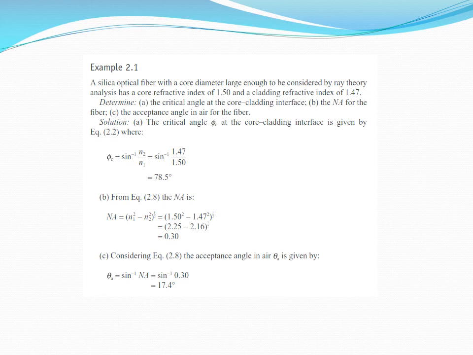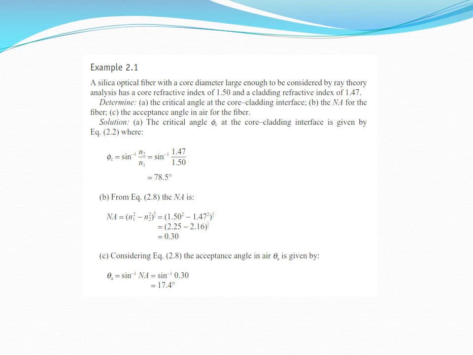So this is the problem definition given, and based on that I will take the data considering the refractive index of the core as 1.5, so n1 is 1.5, and the cladding refractive index n2 is 1.47. Using these two, n1 and n2, I have to find the critical angle at the core cladding interface. That is the first thing to be determined. The second thing is the numerical aperture for the fiber. Third is the acceptance angle in air for the fiber.